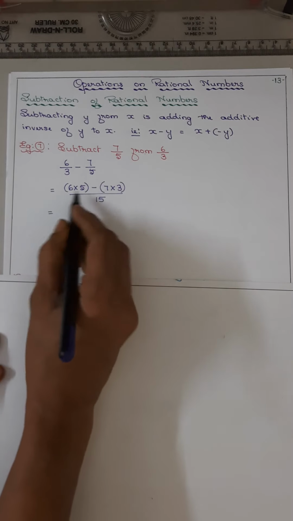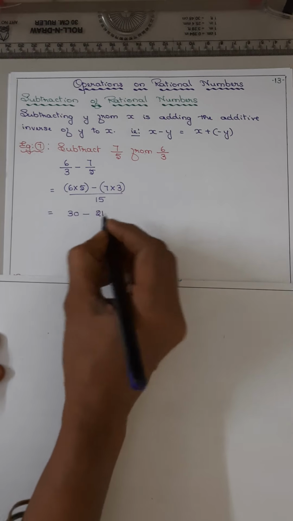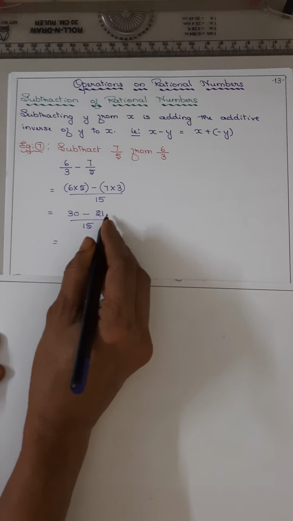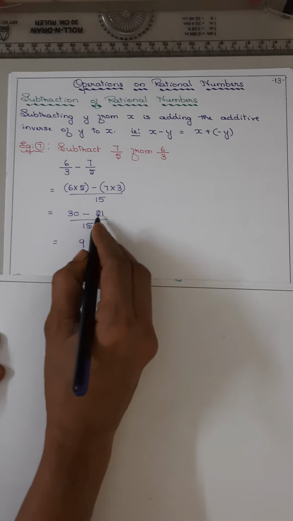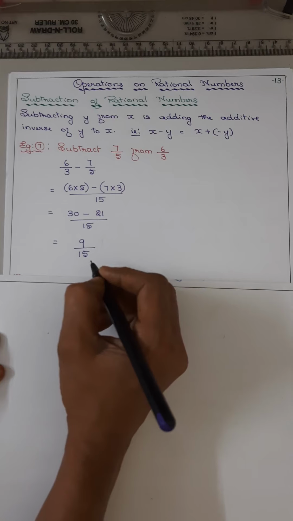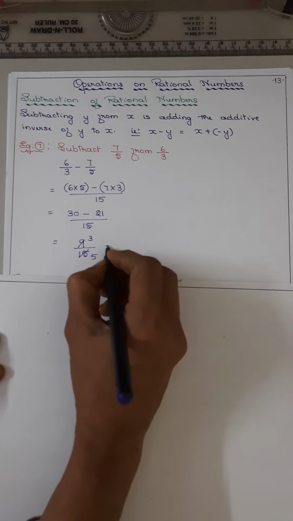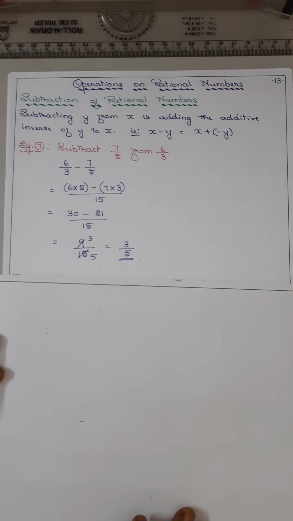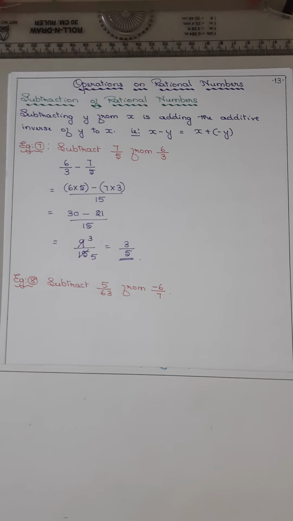Now 6 5s are 30 minus 7 3s are 21 upon 15. Now 30 minus 21 is 9, so 9 by 15. Now 9 by 15 is in the table of 3. 3 3s are 9, 3 5s are 15. Now the answer is 3 by 5. So you have to subtract and convert into the standard form. You have to convert into the lowest terms.